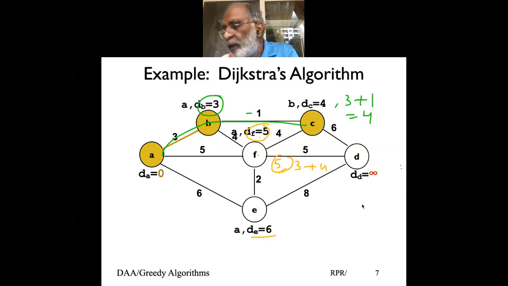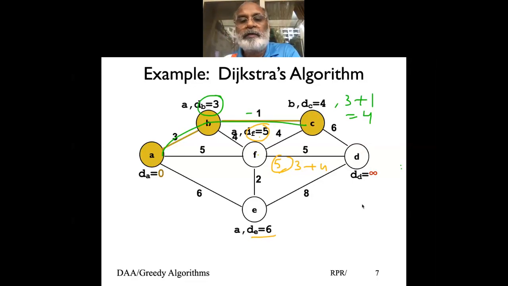Now if I look, B is already taken, so from the given 4 nodes, cost of C is 4, cost of F is 5, cost of A is 6, and cost of B is infinity. Pick up the minimum. So C happens to be the minimum. We take C and look at all the edges going out of C. So this is 4, C to D is 6.